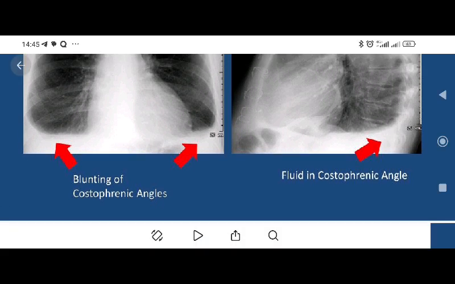You see the pleural effusion I told you is the accumulation of fluid at the base of the lungs. You can see that there's blunting of the costophrenic angles. You see that the costophrenic angles here, both of them, are being blunted. You can't see them compared to a normal chest radiograph because of the accumulation of fluid.